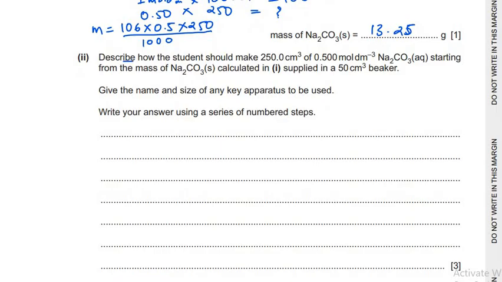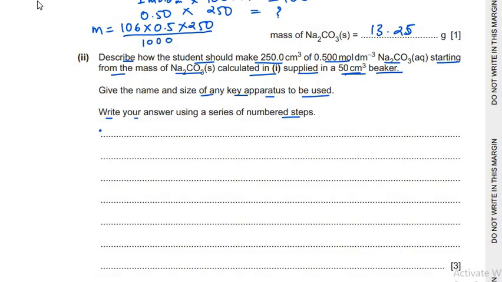It says, describe how the student should make 250 cm³ of 0.5 moles per dm³ sodium carbonate, starting from the mass of sodium carbonate calculated in 1a, supplied in a 50 cm³ beaker. Give the name and size of any key apparatus to be used. Write your answer using a series of numbered steps. Now you can see that the mass is already supplied in a 50 cm³ beaker.